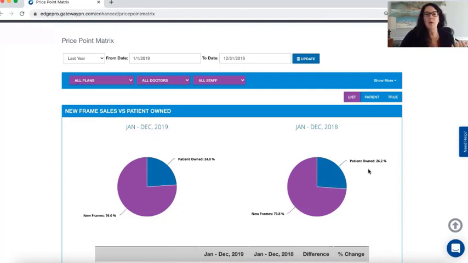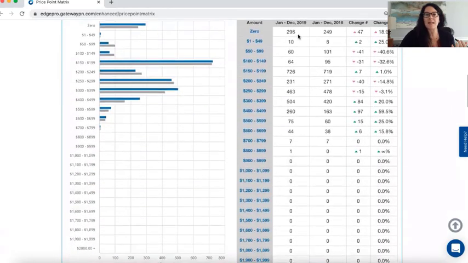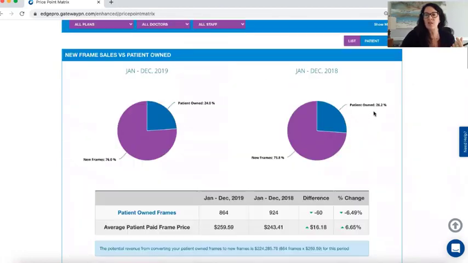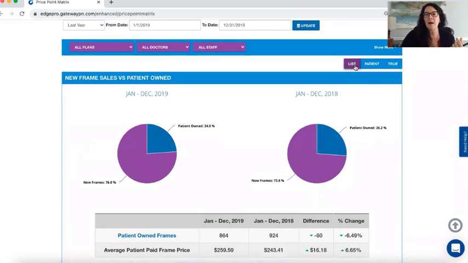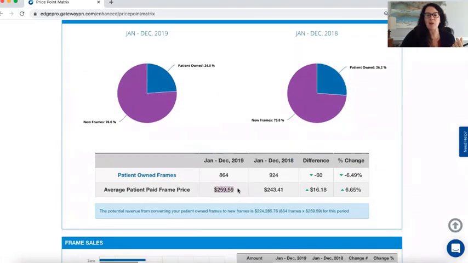One of the things that we can do is come over here and see exactly what's happening with each of our price points. I do want to change this filter here to list. List shows me the average list price, and it's coming out to about $259.59, whereas a year ago it was $243. So that list price has increased significantly.